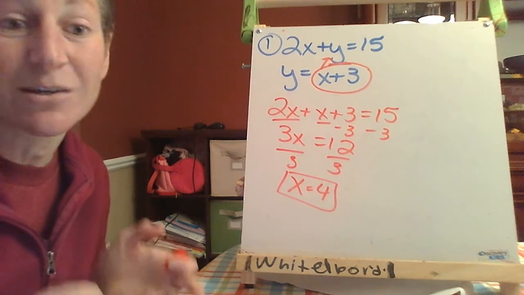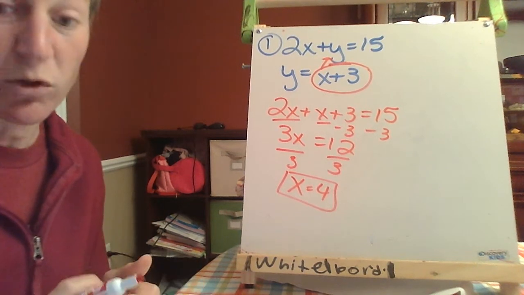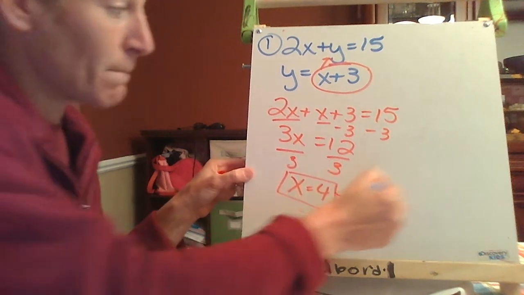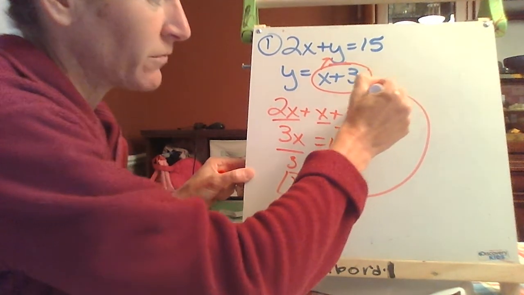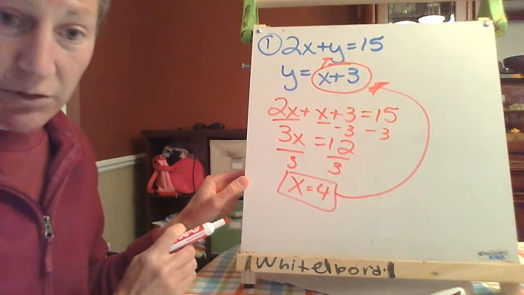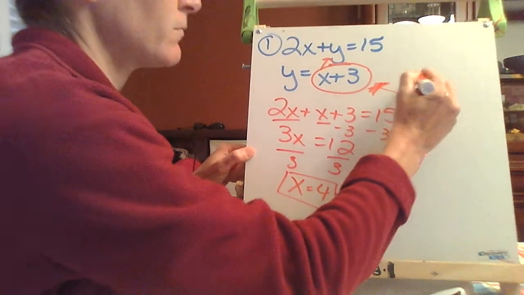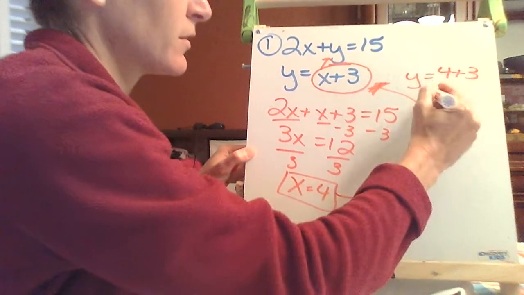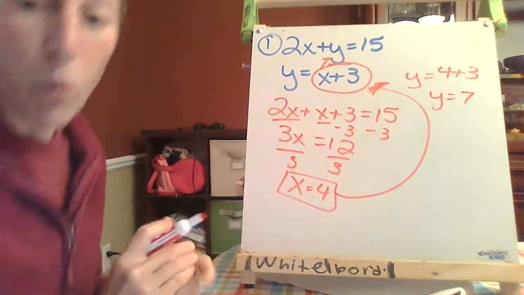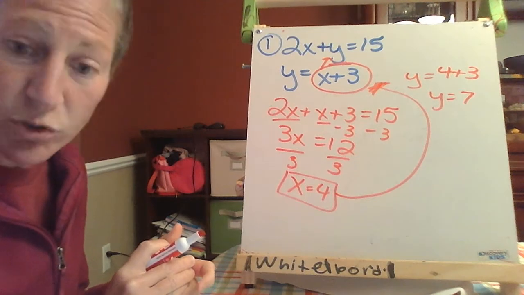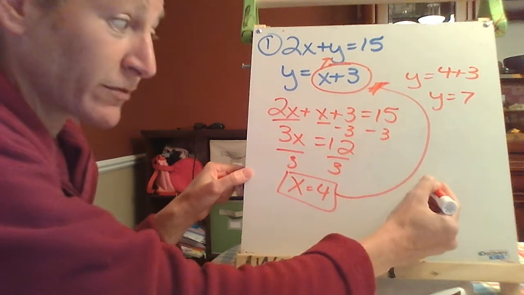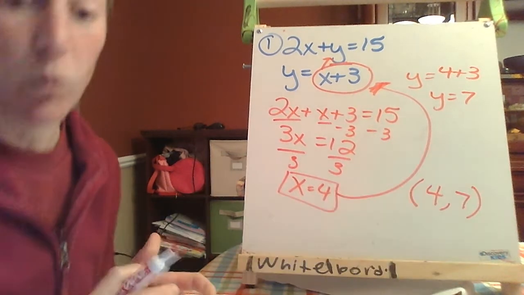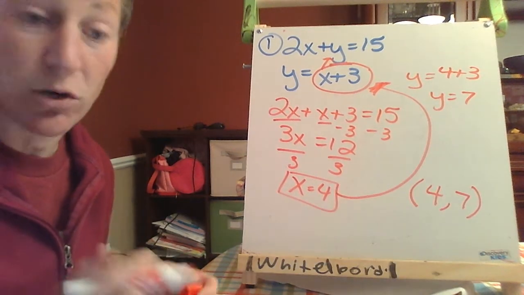My solution is an ordered pair, just like it was with graphing. So now I take this x equals 4, go back up to my circled stuff, and plug it in there to solve for y. Y equals 4 plus 3. Y equals 7. So my solution is the ordered pair, and you have to write it this way: 4 for x, 7 for y. That is my solution, an ordered pair.